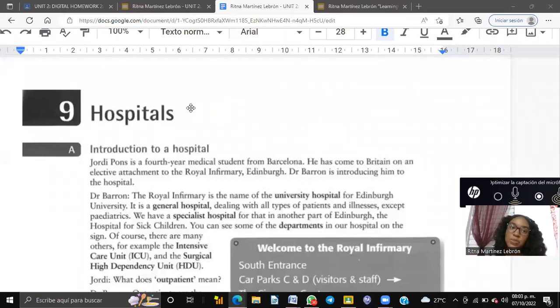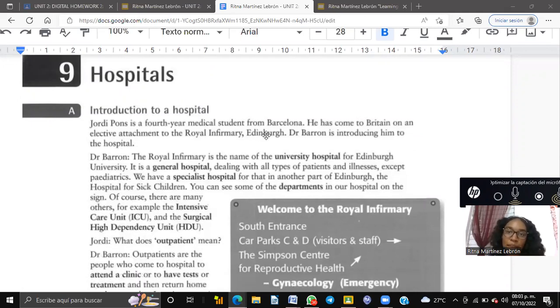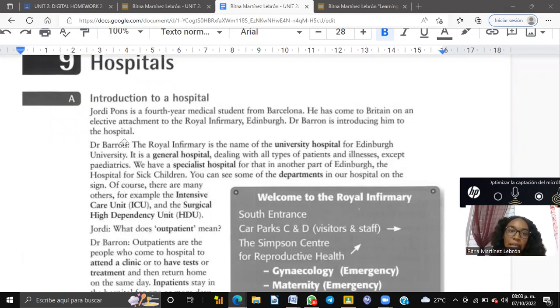Unit 9, Hospitals. Introduction to a Hospital. Jordi Pons is a fourth-year medical student from Barcelona. He has come on an elective attachment to the Royal Infirmary, Edinburgh. Dr. Baron is introducing him to the hospital.